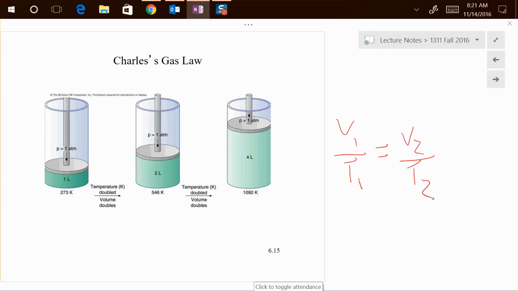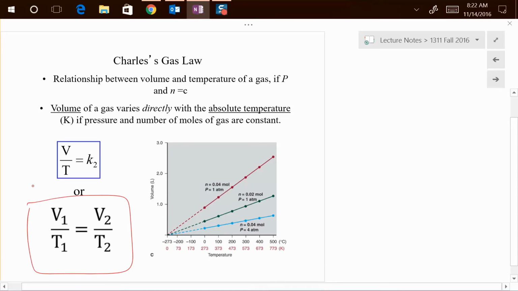Here, these direct relationships are shown simply by writing the equation as division instead of multiplication. V1 over T1 equals V2 over T2. This will give me the direct relationship that I want. If I increase the temperature, that will cause the volume to increase. So we get Charles' Law through a direct relationship. We can see that on that graph as well. That's a direct relationship.